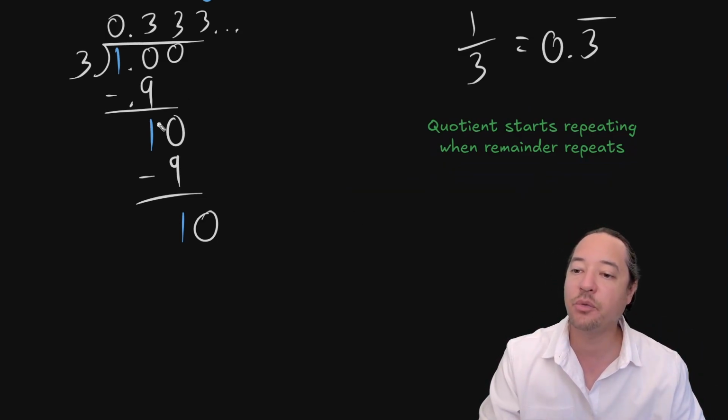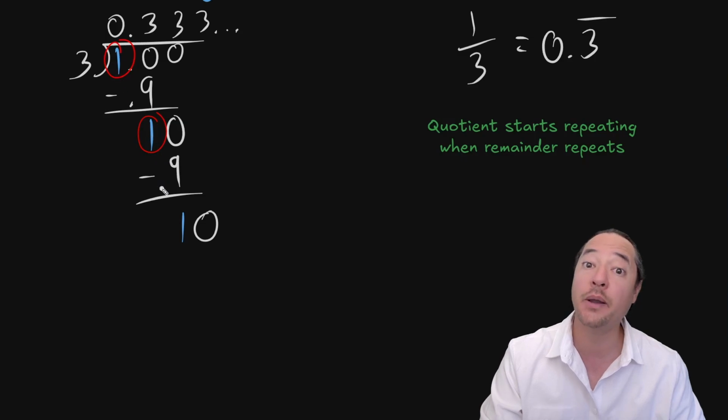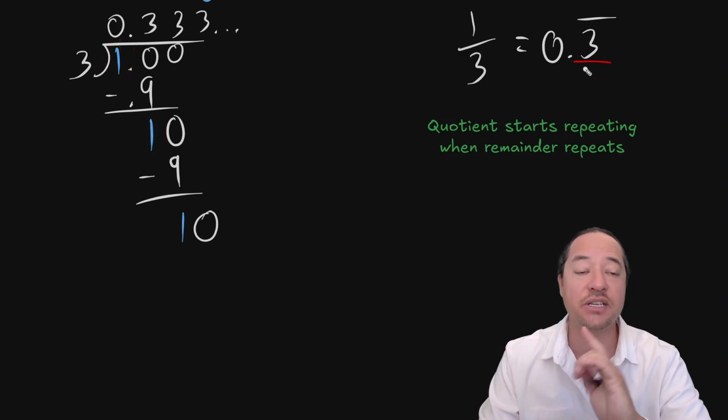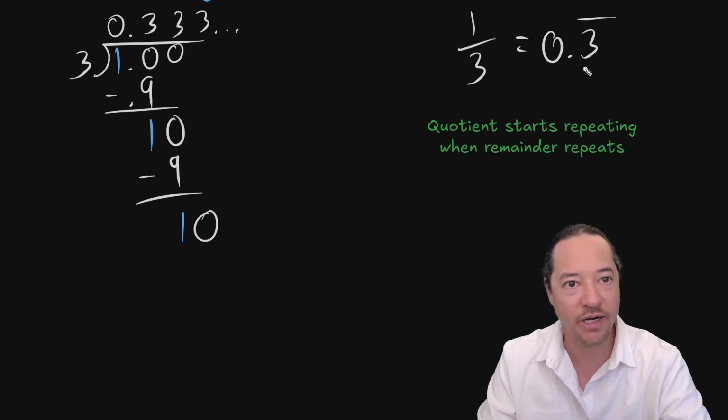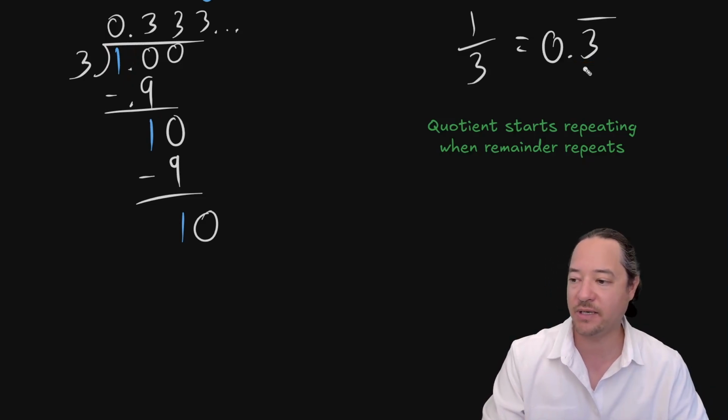And here the remainder repeats pretty early on, right? After just one operation, you get a 1 back out. And so that's why we only have one single digit in our repeating unit, because the remainder repeats after just one cycle through the long division here.